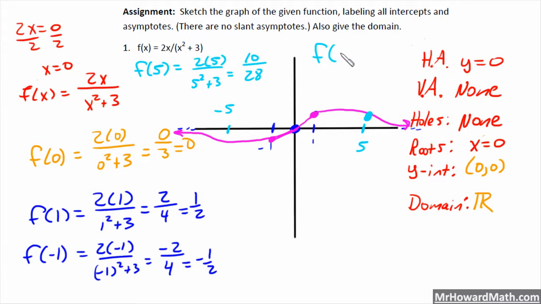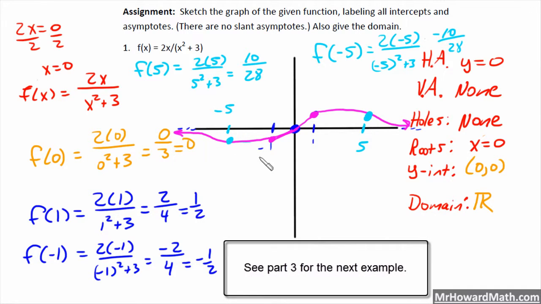f of -5 would be 2 times -5, so that'd be -10 on top, over -5 all squared plus 3, so that'd be 25 plus 3, 28. So just the opposite, so that would be right in this area. So this hump does not go up very high, and this valley down here does not go very low. So the pink line there has to be the way that graph is shaped.